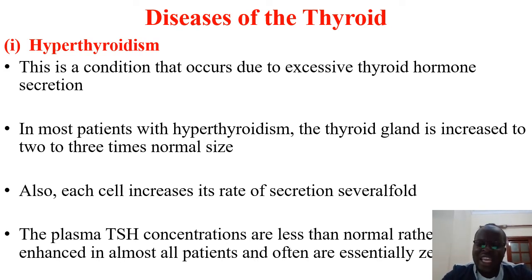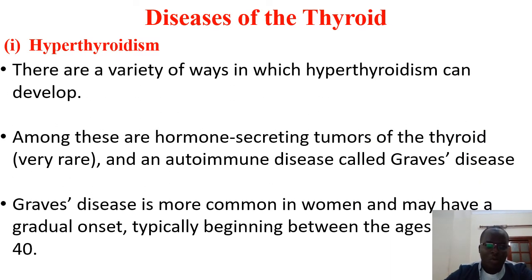Why? It's because of the negative feedback mechanism. Pay attention. If you are producing a lot of thyroid hormones, T3, T4, they will send a negative feedback signal to the hypothalamus to reduce the production of thyrotropin-releasing hormone. They will also send a negative feedback signal to the anterior pituitary gland to reduce the production of thyroid-stimulating hormone. So the plasma concentration of the thyroid-stimulating hormone is going to decrease in hyperthyroidism because of the negative feedback effect of the two hormones.